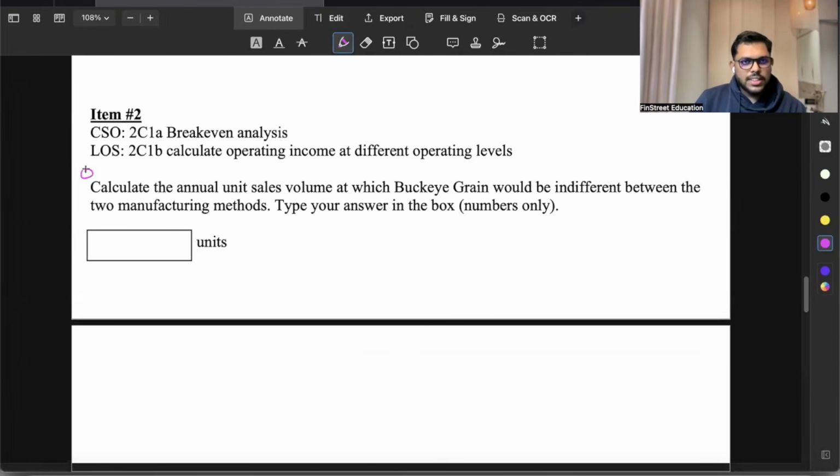Calculate the, again, this is the question. Calculate the annual unit sales volume at which Buckeye Grain would be indifferent between the two manufacturing methods. Indifferent between the two manufacturing methods. This goes back to our sales commission case study, giving fixed salary versus giving variable salary.